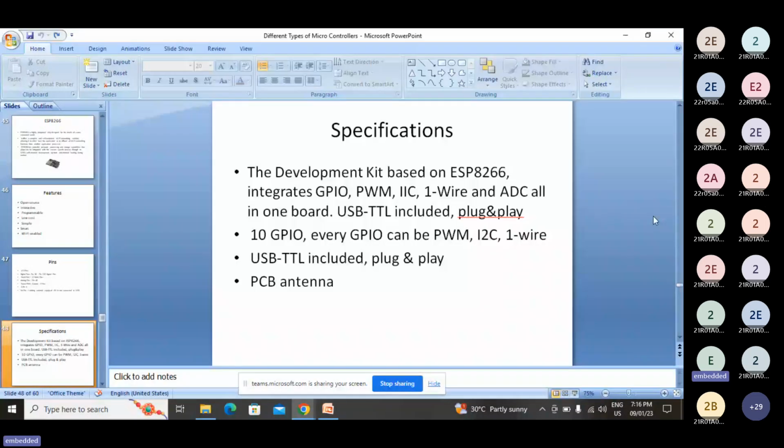Applications of ESP8266 are the learning kit based on ESP8266, with integrated GPIO, PWM, I2C, 1-Wire, and ADC all in one. USB TTL included, plug and play. 10 GPIO, every GPIO can be PWM, I2C, 1-Wire, USB TTL included, plug and play, PCB antenna.